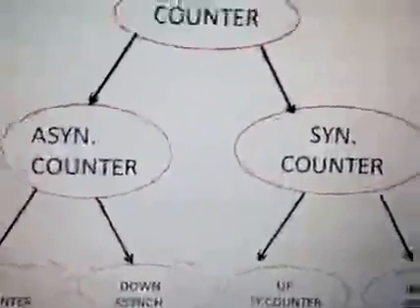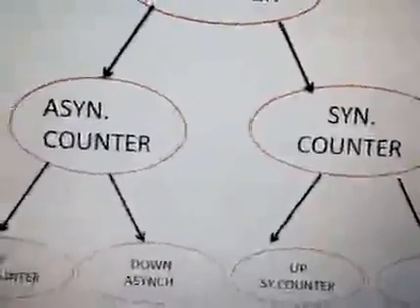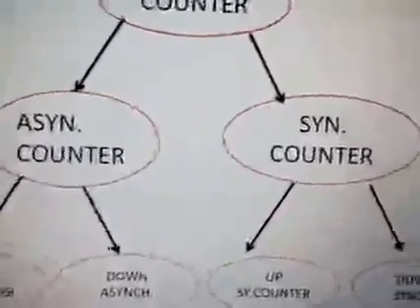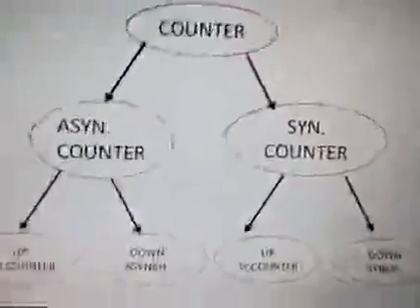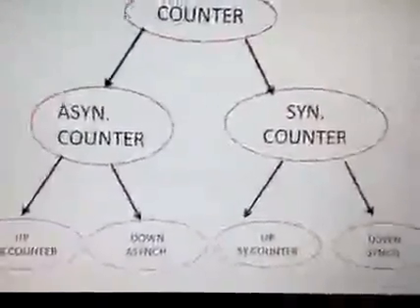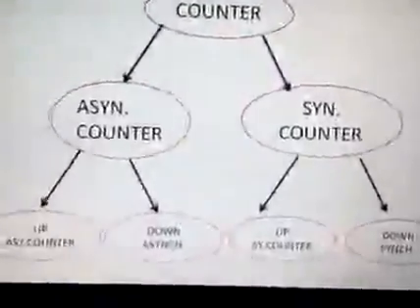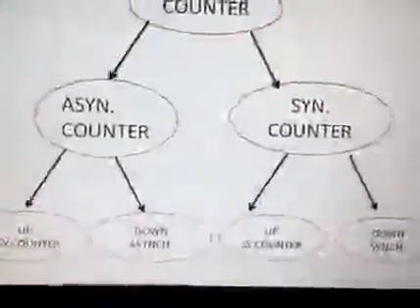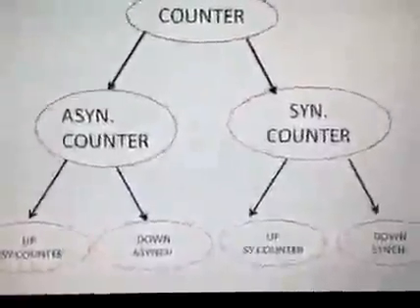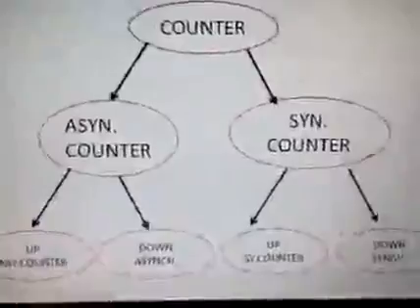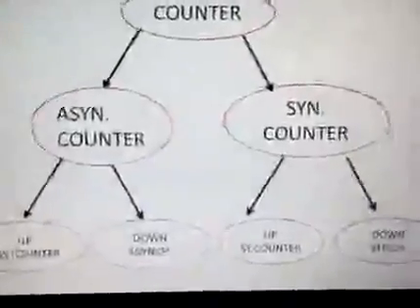What is the synchronous counter? A synchronous counter has clock pulses applied simultaneously to all the flip-flops. What is the basic difference between asynchronous and synchronous counters? The clock pulses. In an asynchronous counter the clock pulses are applied asynchronously, and in a synchronous counter the clock pulses are applied synchronously and simultaneously to all the flip-flops. Both counters perform counting, both up counting and down counting.